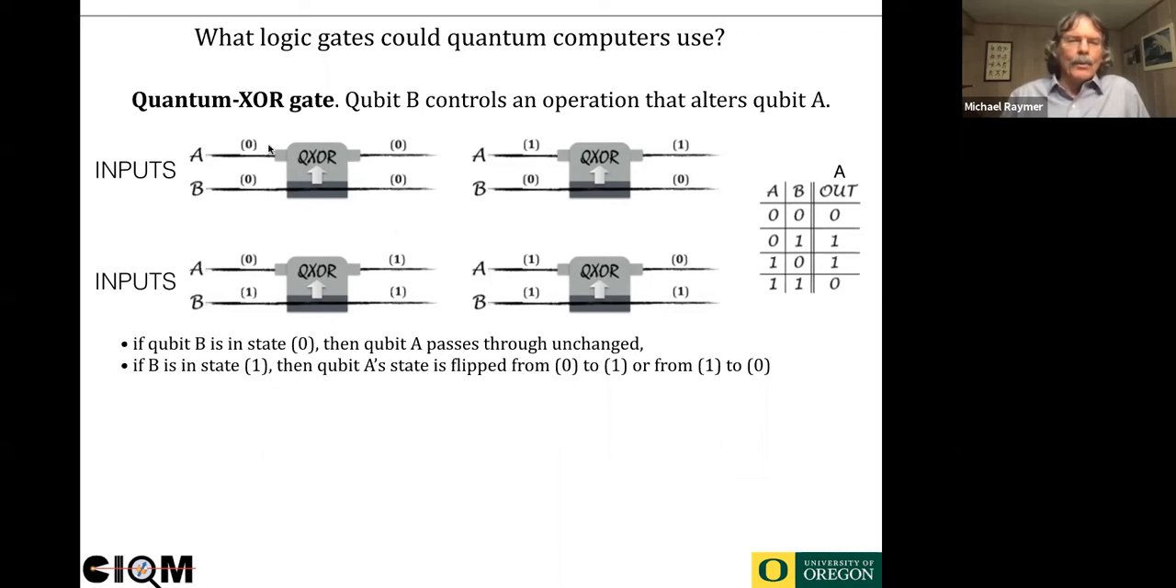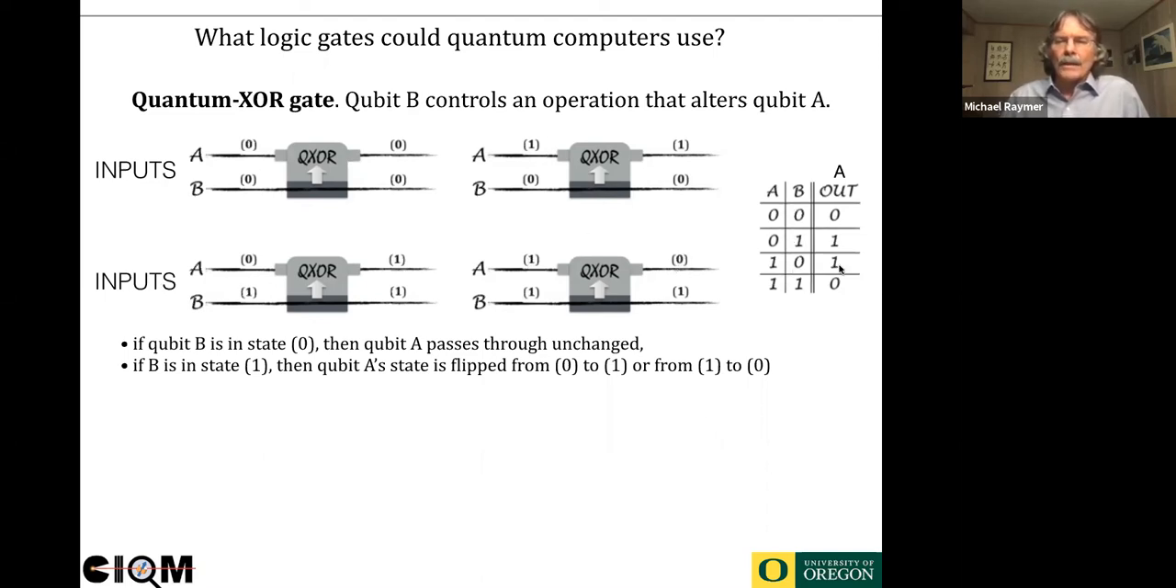The rule is that the B qubit controls what happens to the A qubit, and the B qubit goes through without changing. 0 goes to 0, 1 goes to 1. If the B qubit is 0, then nothing happens to the A qubit. The 1 remains a 1, or if B is 0, the 0 remains 0. But if B, the control bit, is 1, then the A bit value flips from 0 to 1. And remember, those are not values, those are quantum states. So when I say value, I mean quantum state. Here, if the B qubit is in the 1 state, and the A is in the 1 state, then the A gets flipped to the 0 state.